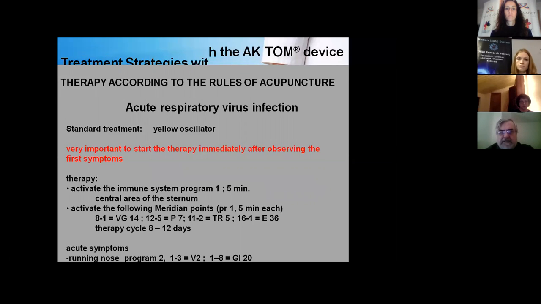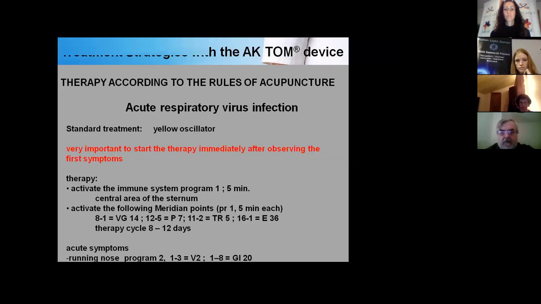Some examples for how to treat illnesses or problems according to the rules of acupuncture. A very common diagnosis is an acute respiratory virus infection. Especially in the winter time, we have a lot of problems with this. In this case, it's very important to start the therapy immediately after you observe the first symptoms. The earlier you start the therapy, the more successful you can be.